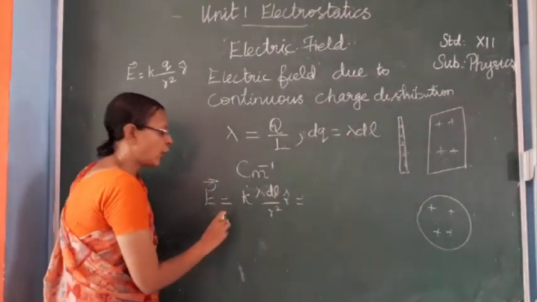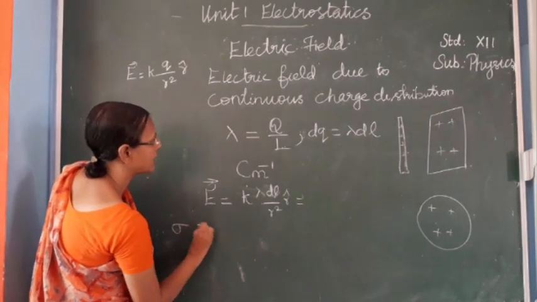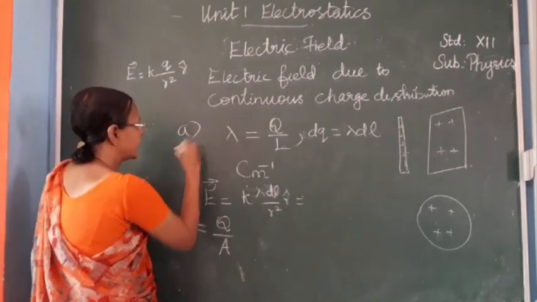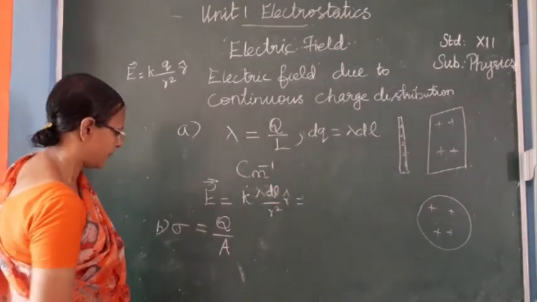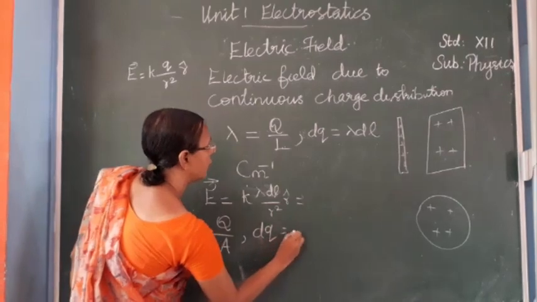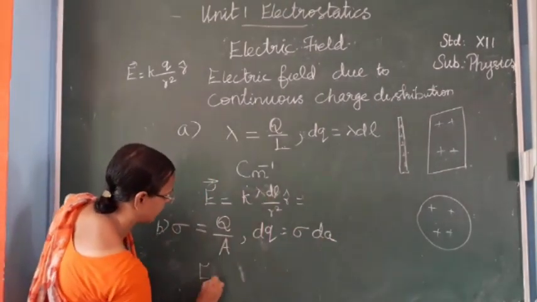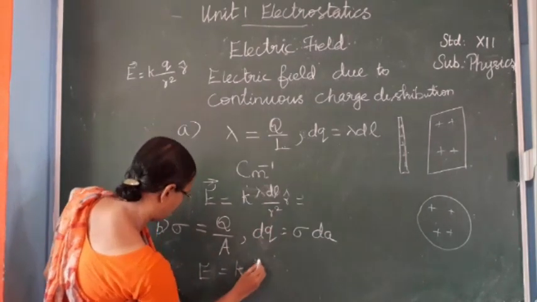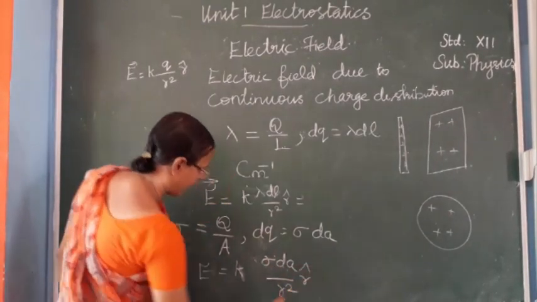Like that, surface charge density is sigma. Sigma is equal to Q divided by A. This was linear charge density; what is surface charge density? Charge per surface area. So here we can write dq is equal to sigma dA, so we write E is equal to K sigma dA divided by R square R cap.